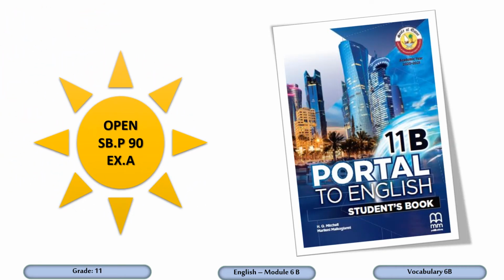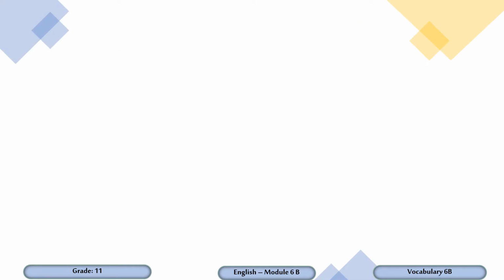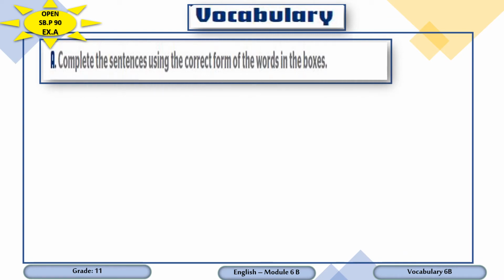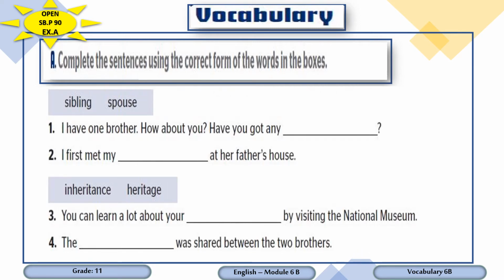Dear students, please open your student's book on page 90, exercise A. Please make sure that you are opening your student's book on page 90, exercise A. Exercise A. Complete the sentences using the correct form of the words in the books. Here we have 4 sentences and we have 4 words: sibling, spouse, inheritance, and heritage. What you simply need to do is to complete the sentences with the correct form of the 4 words.